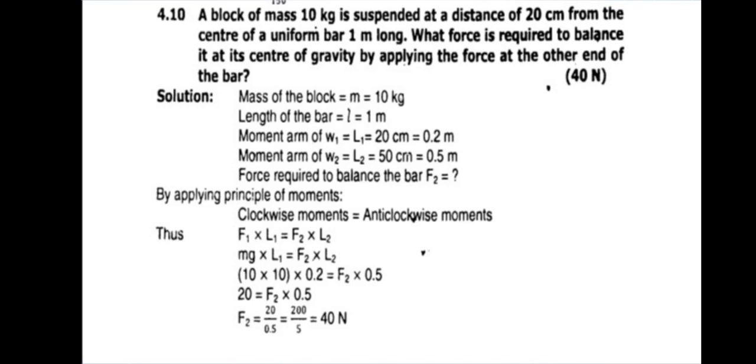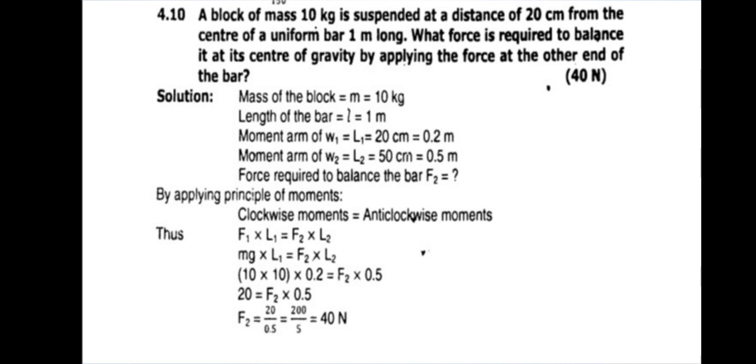Now the last numerical of today's topic, that is 4.10. A block of mass 110 kg is suspended at a distance of 20 cm from the center of a uniform bar 1 meter long. What force is required to balance it at its center of gravity by applying the force at the other end of the bar?